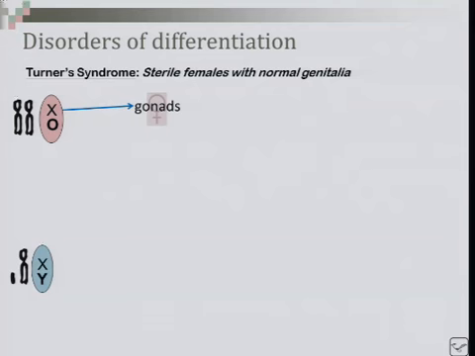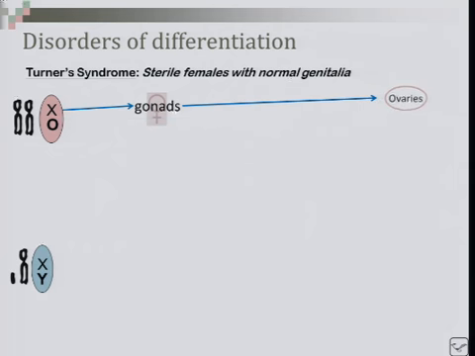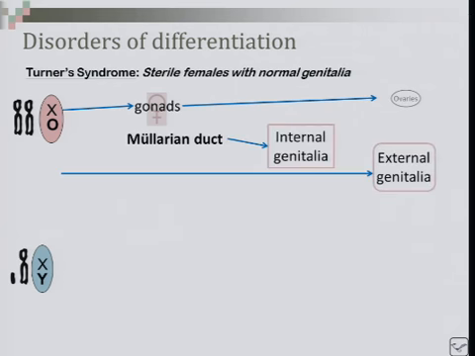These gonads will differentiate female, although in the absence of two functional X chromosomes, the ovaries don't develop. So these girls will be sterile. The Wolffian duct atrophies, the Mullerian duct develops normally. So the internal and external genitalia are more or less normal. Kids with Turner syndrome have other issues. This isn't the only one, but we're just going to focus on early development for the purposes of this course.